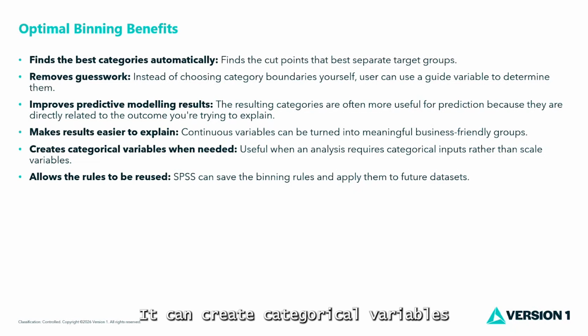It can create categorical variables when they're needed. So this can be useful when you want to run an analysis that requires categorical inputs or categorical predictor variables. Also, you can reuse the rules. So SPSS can save the binning rules and apply them to future data sets.